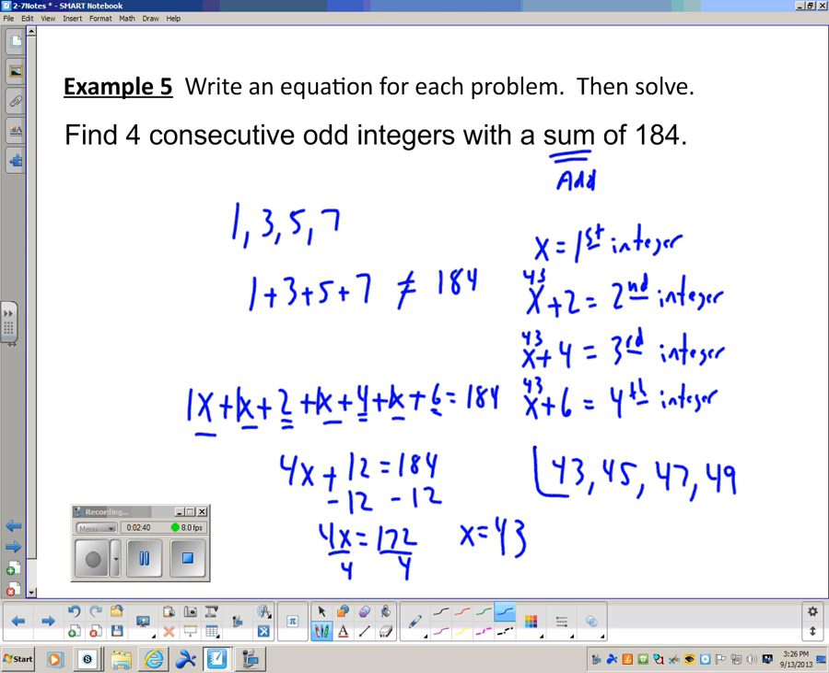If you were to add all 4 of those consecutive odd integers together, you would get a sum of 184. So that is how you solve a problem involving consecutive odd integers. But again, we could have also used guess and check and just found 4 of them in a row like that, odd ones that add up to be 184.